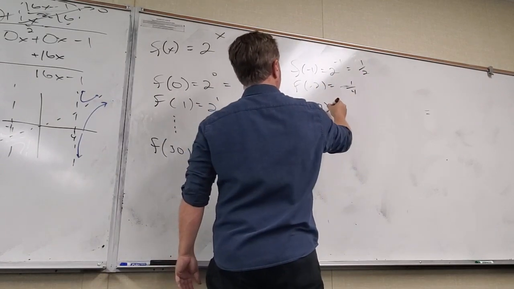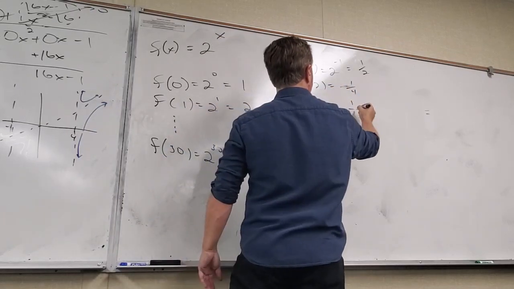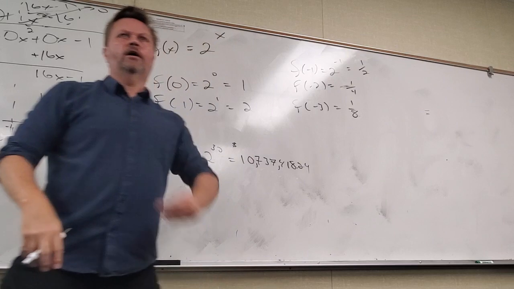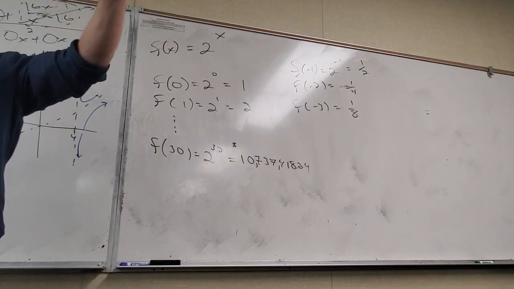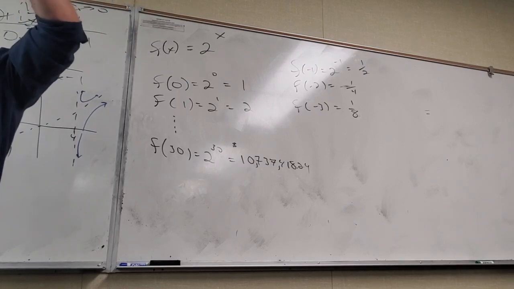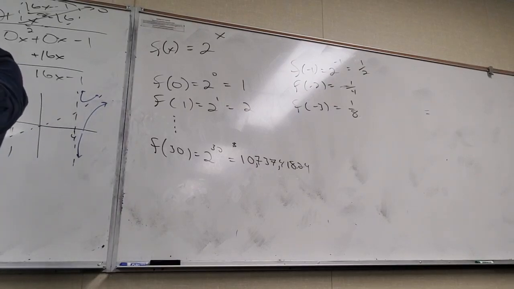F of -3, 1/8. And you keep going. Every time you go, it's cut by half. You with me? Will it ever get to 0? If you cut something in half forever, will it ever get to 0? No. Nope. You get really, really close to 0, correct?